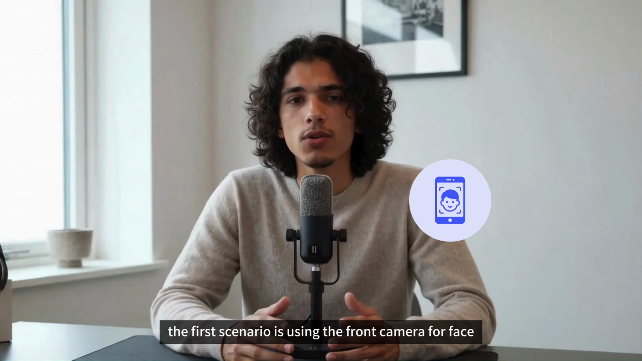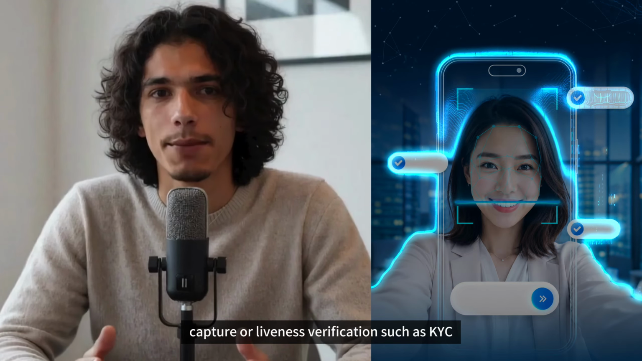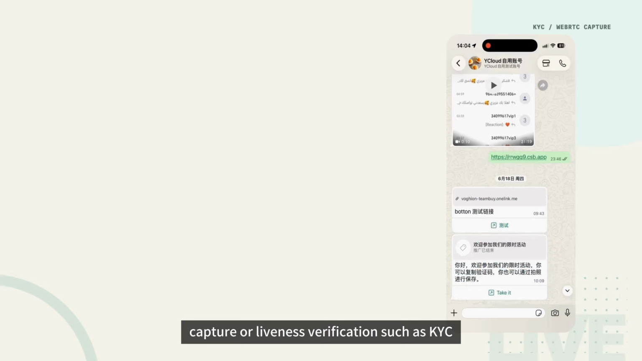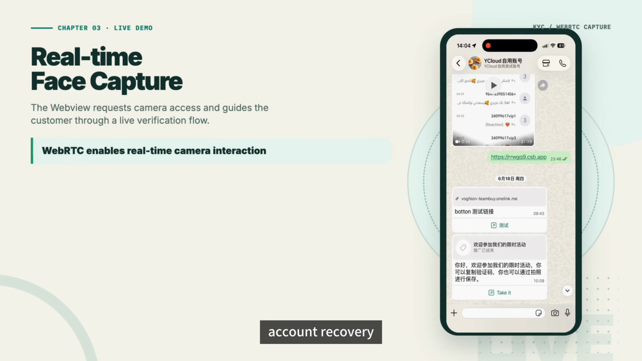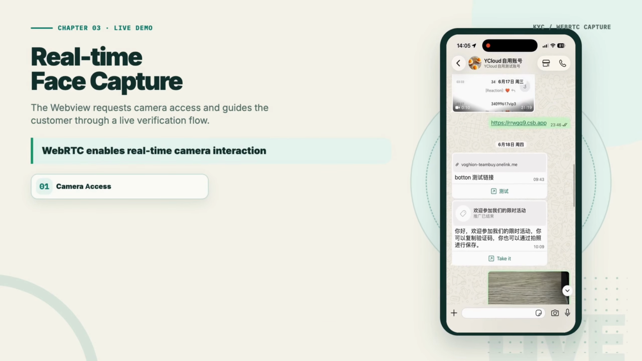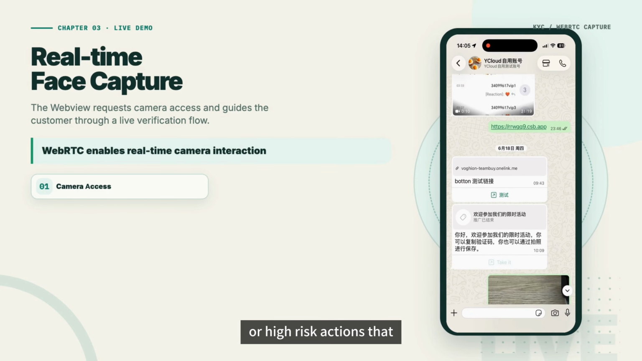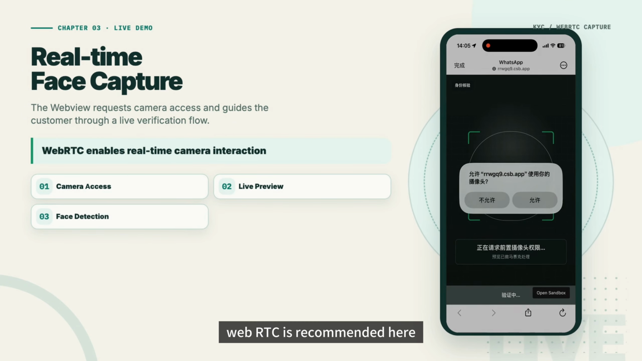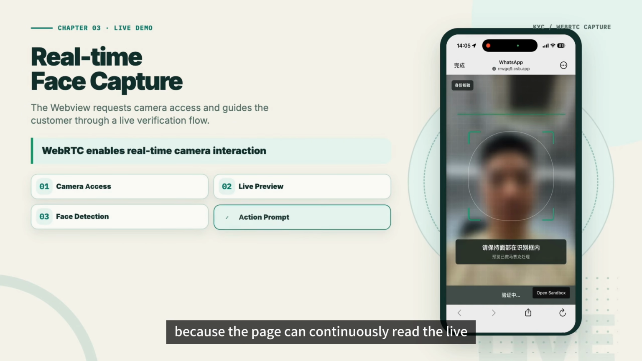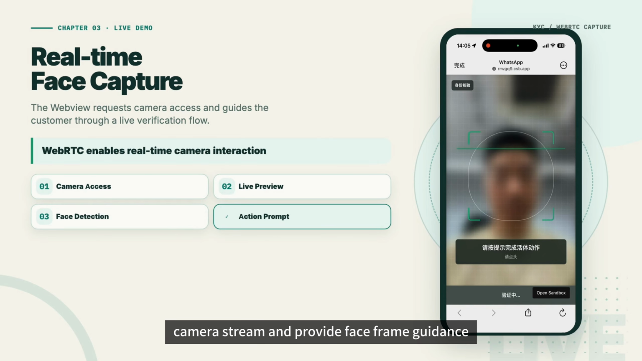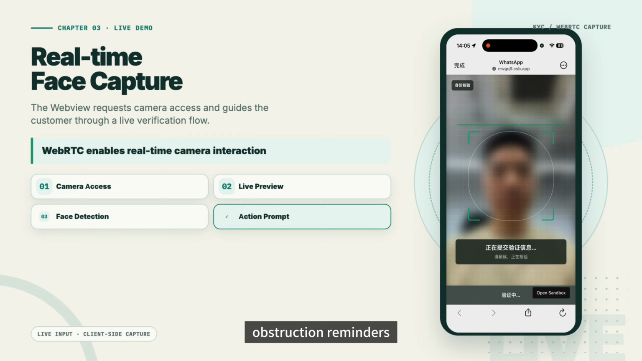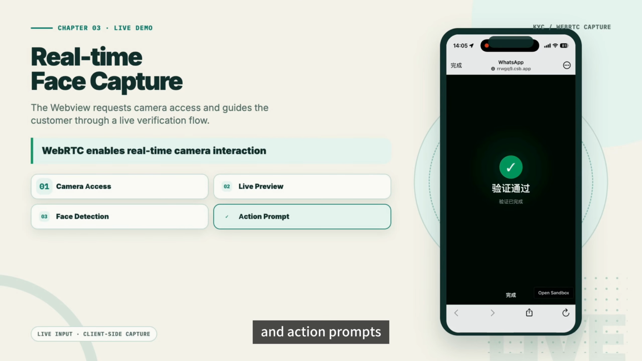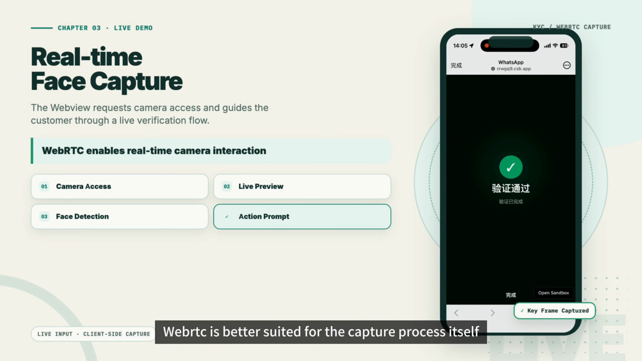The first scenario is using the front camera for face capture or liveness verification, such as KYC, account recovery, real name verification, remote identity checks, or high-risk actions that require proof of user presence. WebRTC is recommended here because the page can continuously read the live camera stream and provide face frame guidance, lighting checks, obstruction reminders, and action prompts, such as blinking, nodding, or turning the head.